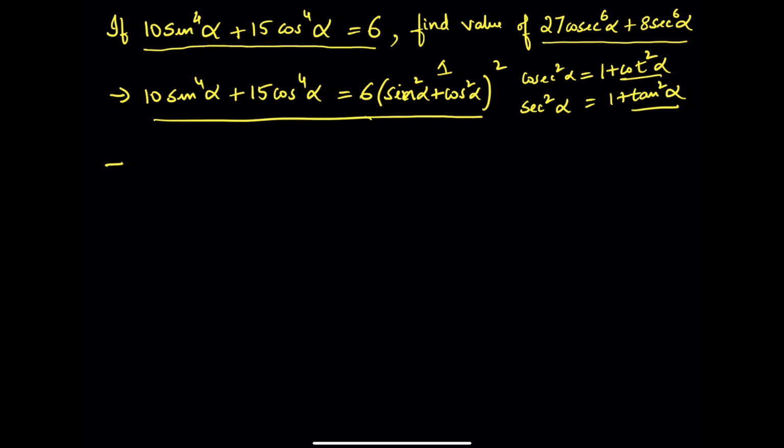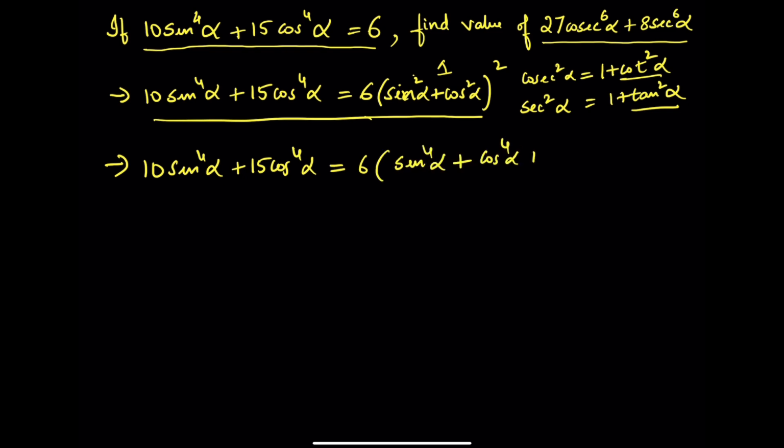So now what we can do is divide both the sides by... now let's solve this equation first. So this is easy. Sine to the power of 4 alpha plus 15 cos to the power of 4 alpha is equal to 6 times (sine to the power of 4 alpha plus cos to the power of 4 alpha plus 2 sine square alpha cos square alpha). Correct. Now let's divide both the sides by cos to the power of 4 alpha.